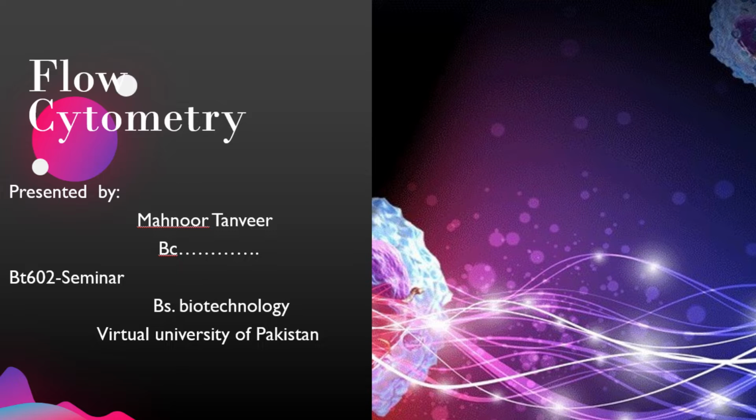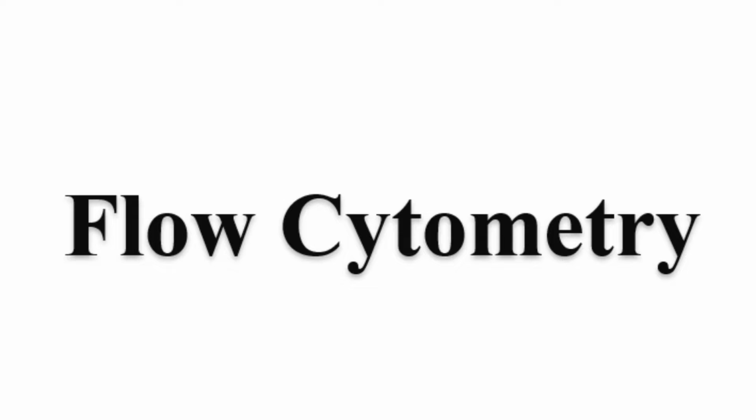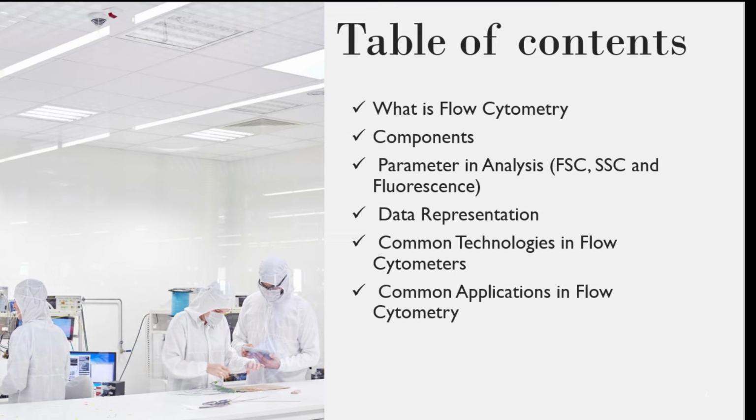My student ID is BC. I am from Virtual University of Pakistan. My course code is BT-602, which is Seminar 2. I have been given a task of video presentation on the topic of flow cytometry. My topic of presentation is flow cytometry.